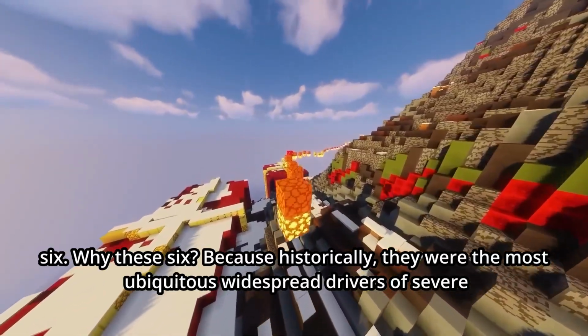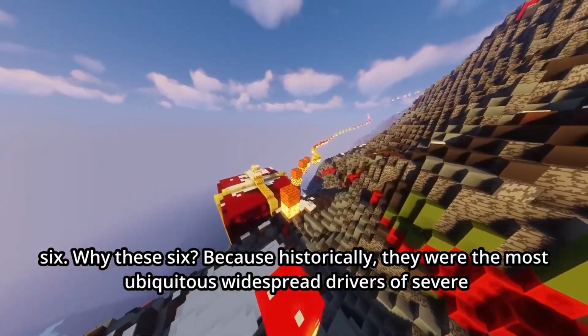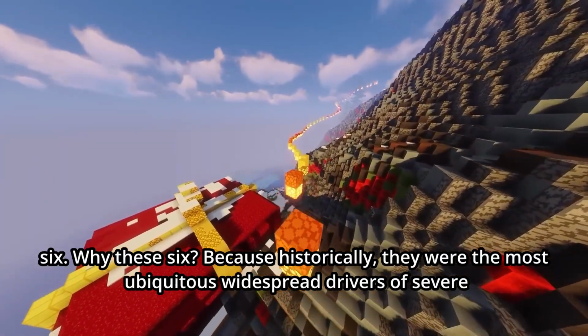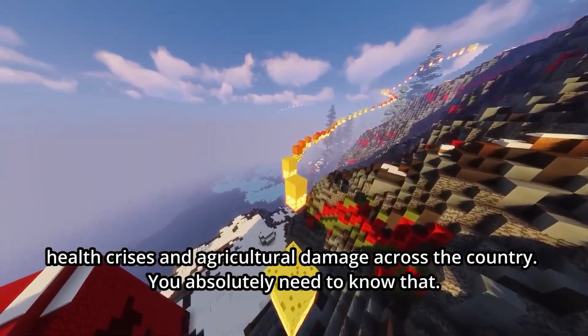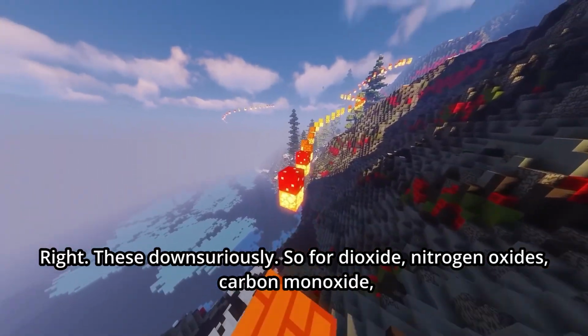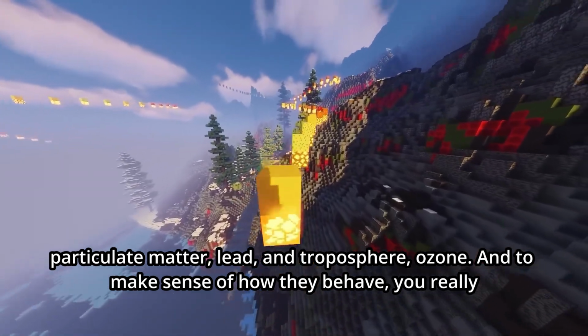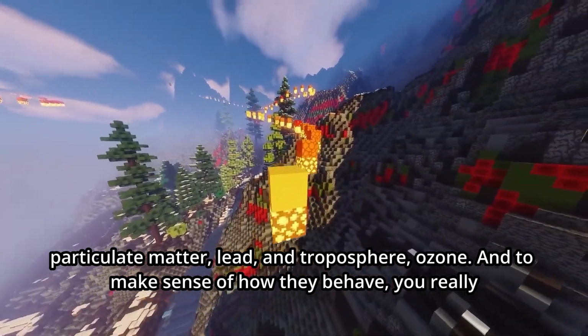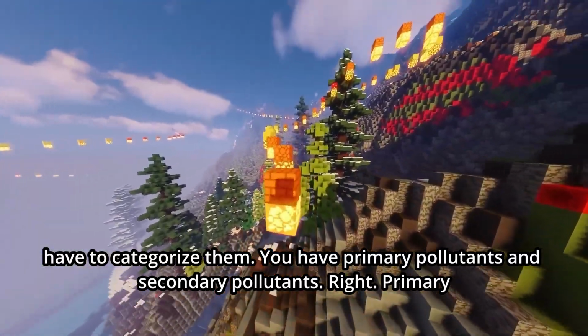The big 6. Why these 6? Because historically, they were the most ubiquitous, widespread drivers of severe health crises and agricultural damage across the country. You absolutely need to know them. Write these down, seriously. Sulfur dioxide, nitrogen oxides, carbon monoxide, particulate matter, lead, and tropospheric ozone. And to make sense of how they behave, you really have to categorize them. You have primary pollutants and you have secondary pollutants.